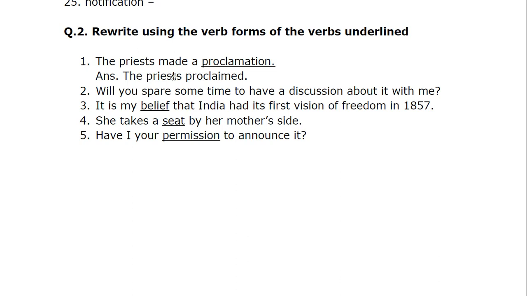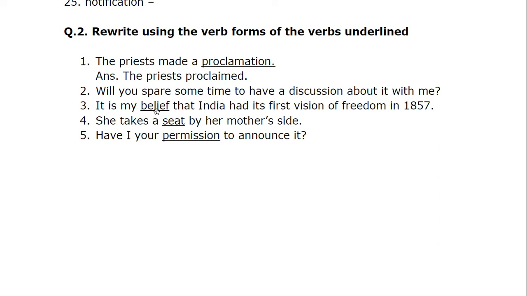Okay, let's read the next sentence. Will you spare some time to have a discussion about it with me? Oh, I haven't underlined the word. This is the word. You will have to underline the word discussion. So, will you spare some time to dash about it with me? So, to have a discussion about it with me, you will have to underline this word. Okay. Next one. It is my belief that India had its first vision of freedom in 1857.